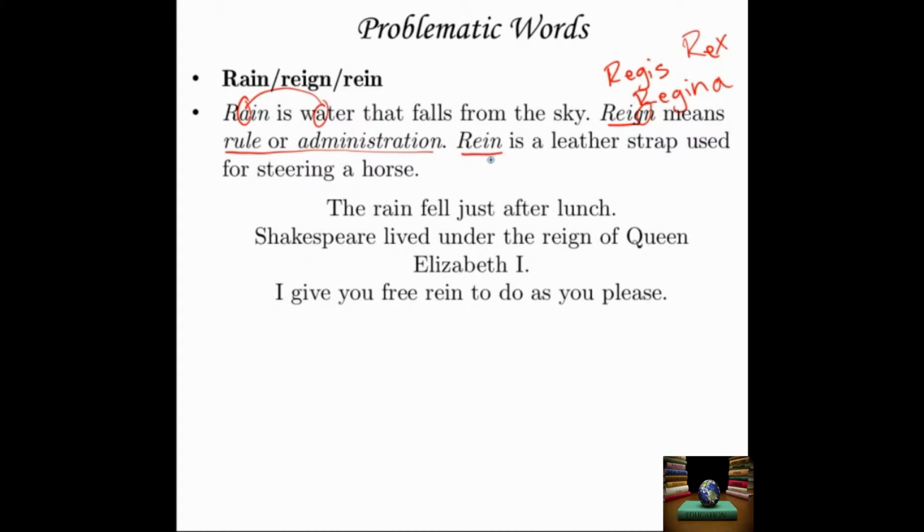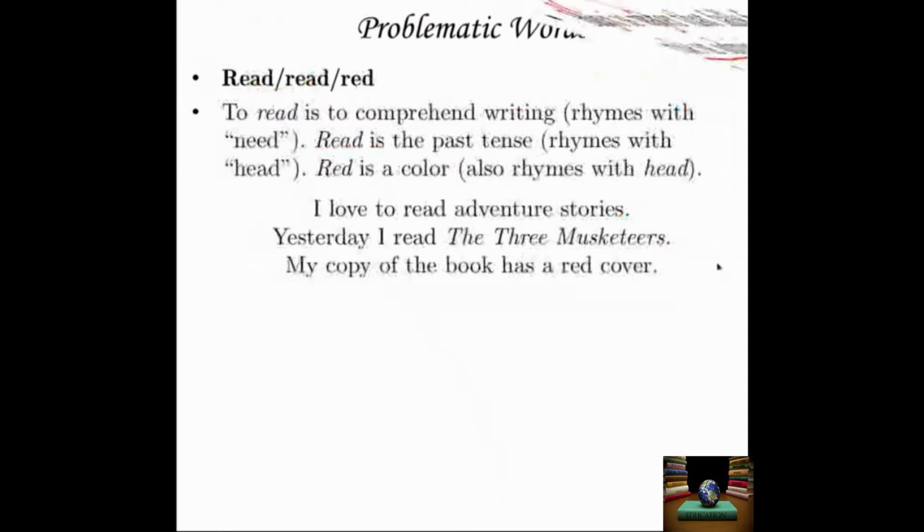Rein without the G is a leather strap used for steering a horse. It's also used metaphorically to indicate free will. If you give someone free rein, then you let them do what they want. If you rein them in, just like when you pull on the reins of a horse, the horse slows down or stops. Well, if you rein someone in, then you restrain them, you stop them from doing whatever it is they want to do. So, the rain fell just after lunch, with an A, remember A for water. Shakespeare lived under the reign of Queen Elizabeth I, and I give you free rein to do as you please.